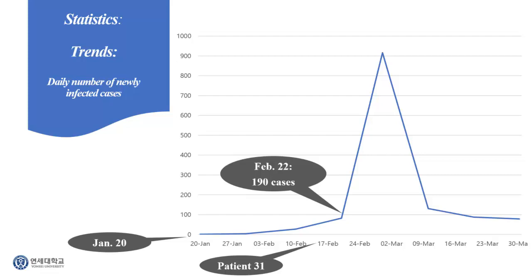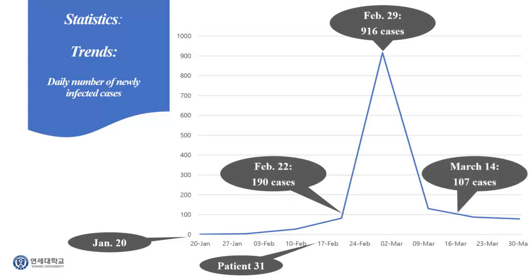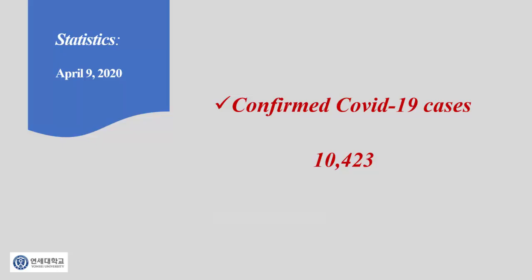On February 22nd, confirmed cases hit 3 digits for the first time. The peak date was February 29th. Then we saw the decline of daily COVID cases. The difficult period with over 100 daily new cases was 3 weeks. Now, as of April 9th, the confirmed COVID cases are over 10,000.